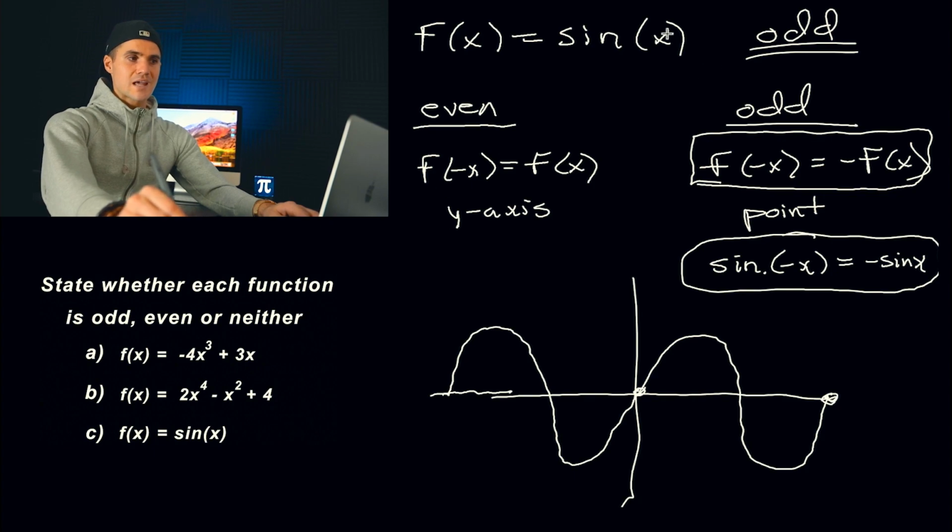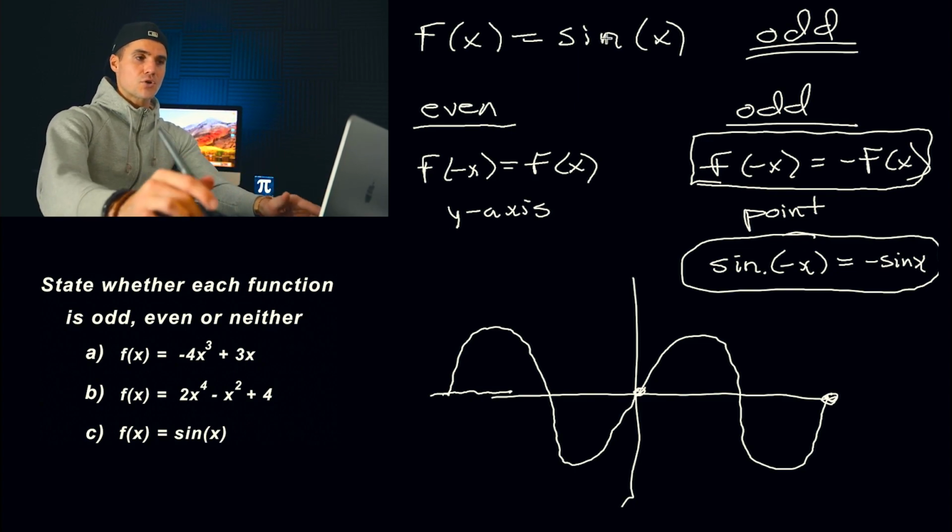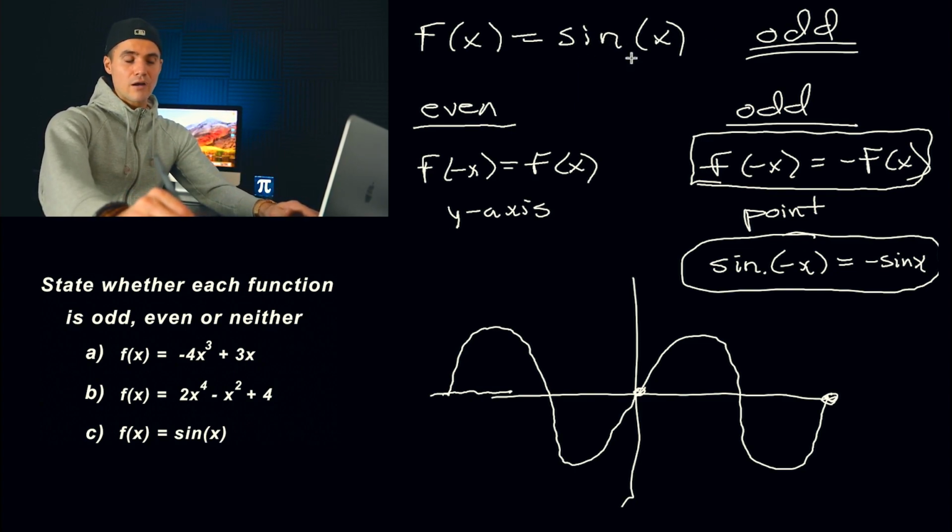All right, so sine x, it's the parent sine x function, not if it's transformed. If it's transformed, it doesn't necessarily have to be odd, right? If it's shifted left or right or up or down, it's no longer going to be odd. It can be vertically stretched or compressed, like if we had a 4 here, it would still be odd. But if there's any translations going on, then it's no longer odd. But the parent function sine x is always odd.